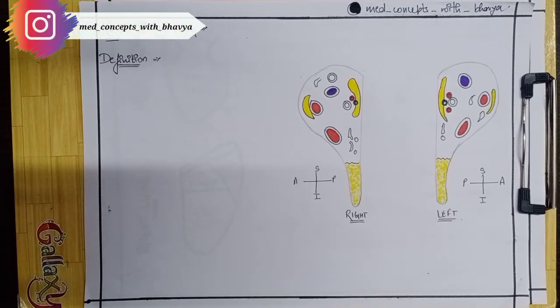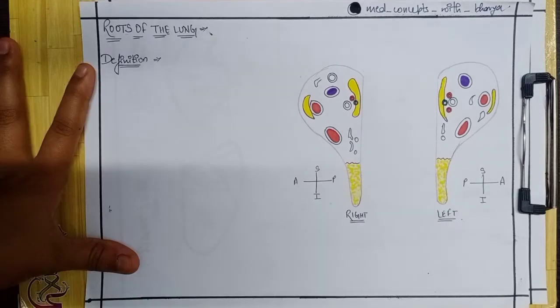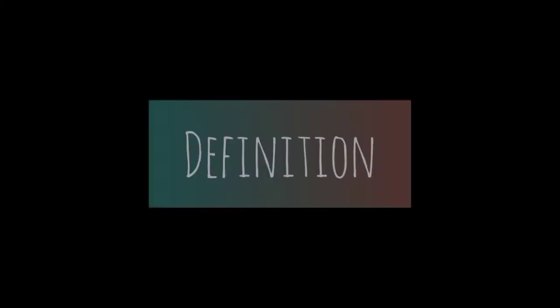Video for the lung anatomy. We are going to study the roots of the lung, and in the roots of the lungs we are going to study the definition of the roots of the lung, and then we would be studying about the structures that are present in the root of the lung on each side, that is on the right side and on the left side. So without any further ado, let's get into the video.